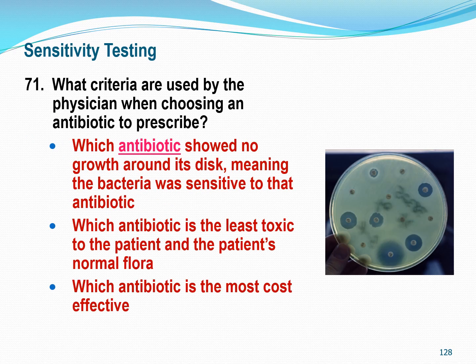And now we want to talk about what criteria our physicians use when choosing antibiotics to prescribe to our patients. Which antibiotic showed no growth around its disc, meaning the bacteria was sensitive to the antibiotic? That's the first thing they're looking for. Which antibiotic is the least toxic to the patient and the patient's normal flora, right? And which antibiotic is the most cost effective? So remember, they may not go with just the one that killed the most bacteria. We need to make sure that antibiotic is going to be the least toxic to our patient. And we talked about earlier how it can kill off the normal flora and then cause another opportunistic infection, right? So we have to be careful of all that.